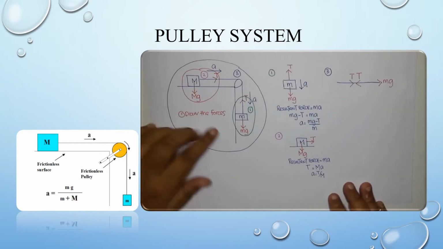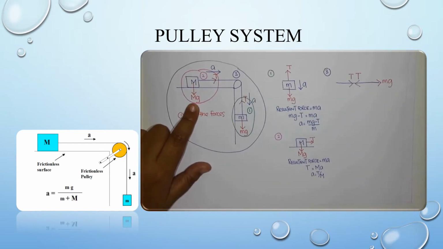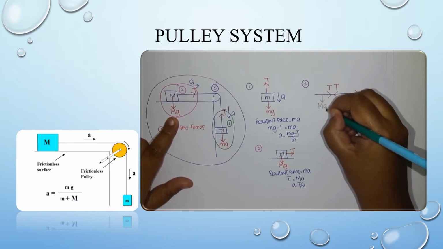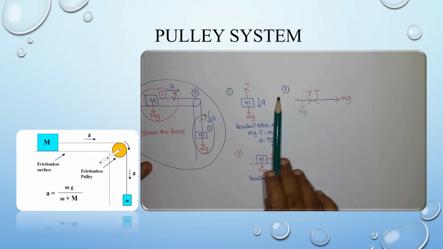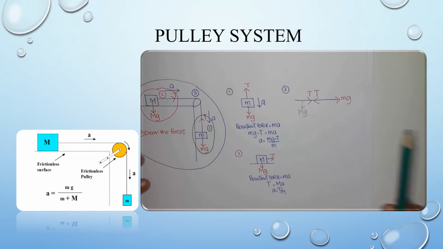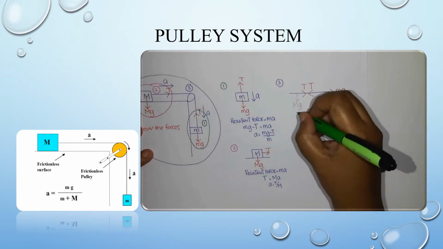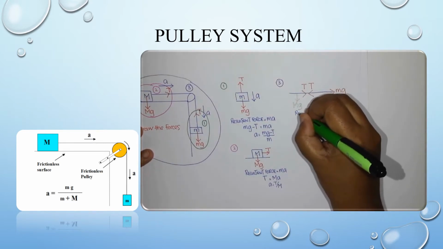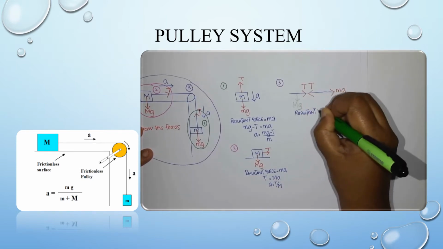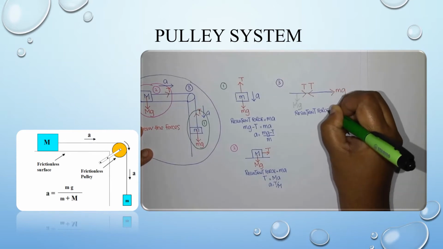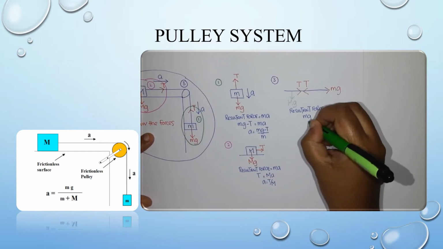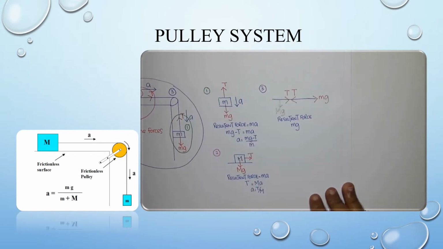Even though you have this capital Mg, which will be in this direction, we don't consider it because our motion is horizontal like this. So this is not influenced by this force. Then we find the resultant force, which is mg. Why mg? Because T and T cancel each other.